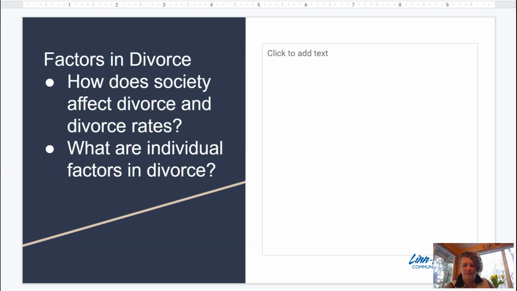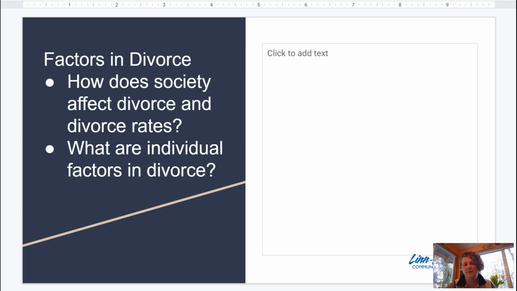Now, when we talk about divorce, there's sort of 2 layers at which I want you to be thinking about it. One is, how do societal factors affect divorce? Not just the likelihood of divorce, but how divorced families and children are treated and viewed. And then what are the individual factors? So that's more the interpersonal, what happened in that specific marriage or family. And they both play a part.